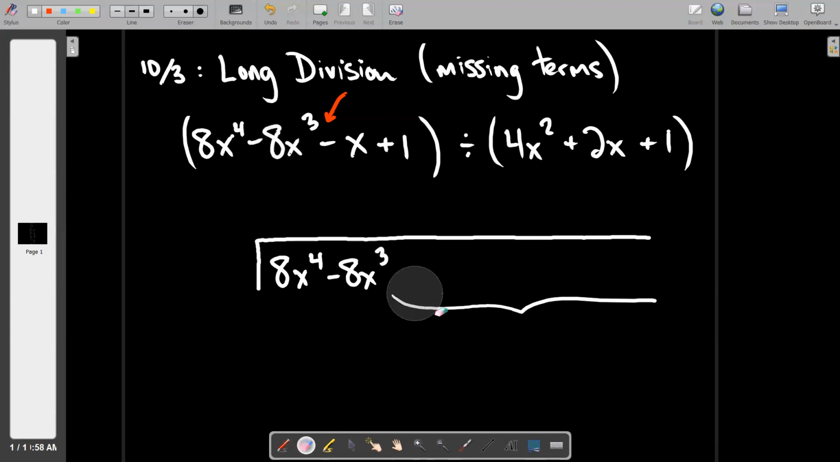How many x squareds are there in my dividend? Look at where the red arrow is pointing. How many x squareds do you see? There are exactly 0 of them. If it's missing, then it's 0. And so we need to add a missing term right here. We need to add plus 0x squared. So that would just be x.